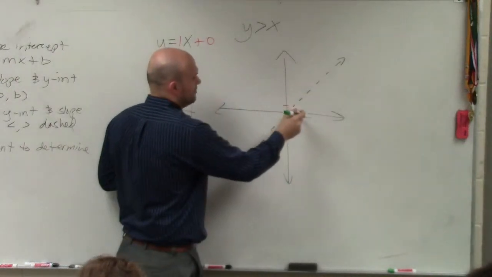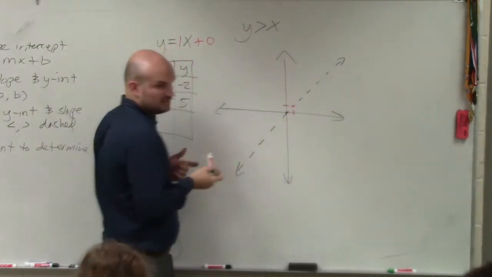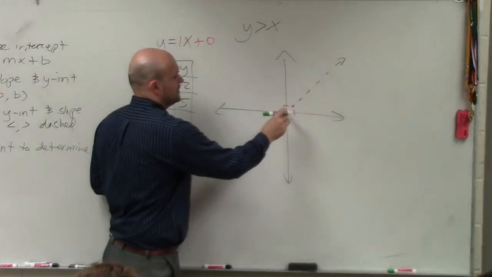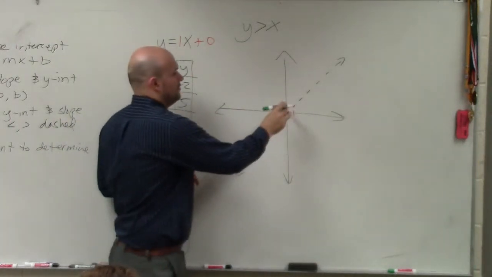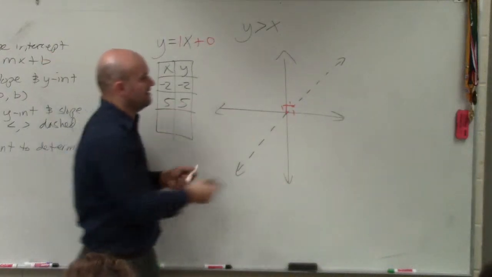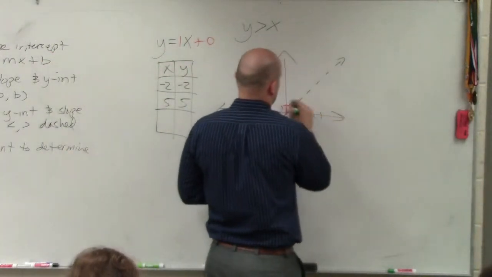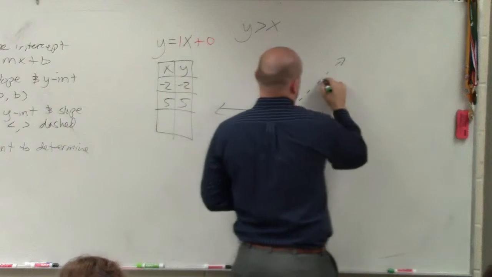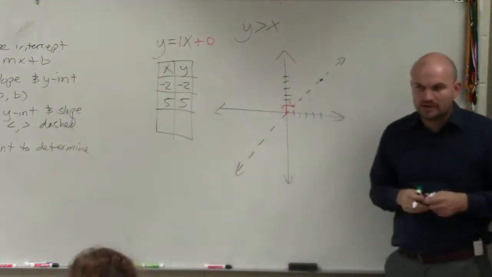The y-intercept is 0, up 1, over 1. You could look at it that way. Up 1 to the right 1, or just pick points. 5, 5. 1, 2, 3, 4, 5. Either way, it works.